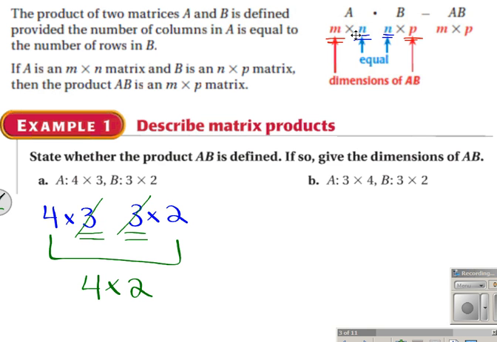In example B, I'm going to start by writing out my dimensions, 3 by 4, and 3 by 2. So I'm checking now, are the columns from matrix A equal to the rows from matrix B? No. So in this case, we could not multiply these two matrices together.